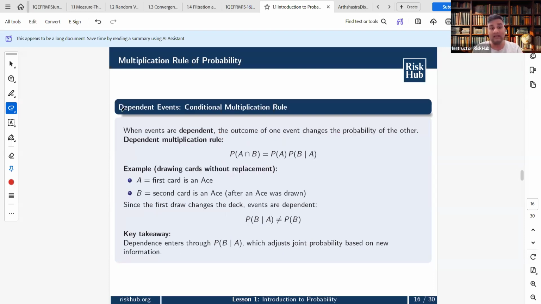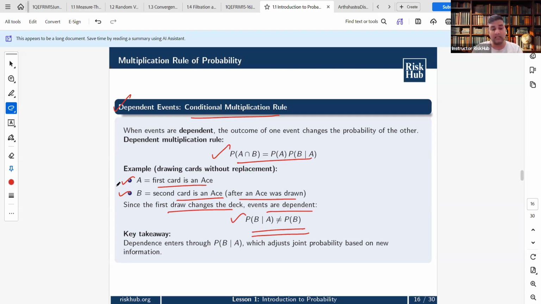Then we get into dependent events, your conditional multiplication rule. Now we remove independence, right? We're getting to the formula which we have discussed earlier also. It still holds, but now keep in mind the probability of B given A is not equal to probability of B, right? Why? Because the first draw changes the deck, so events are dependent, right? A is the first card is an ace, B is the second card is an ace after an ace was drawn, right? So in the card example, first card ace, second card ace, without replacement. After the first ace is removed, the deck changes, probability changes, therefore dependent.